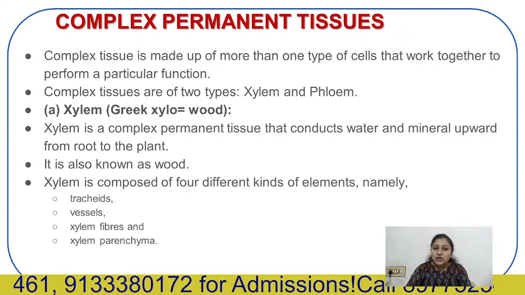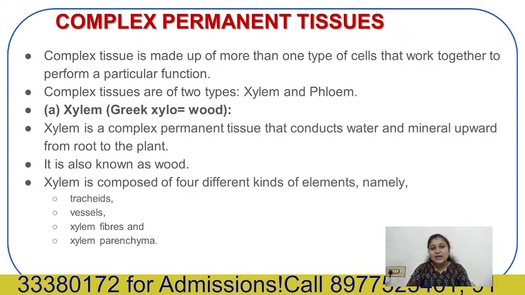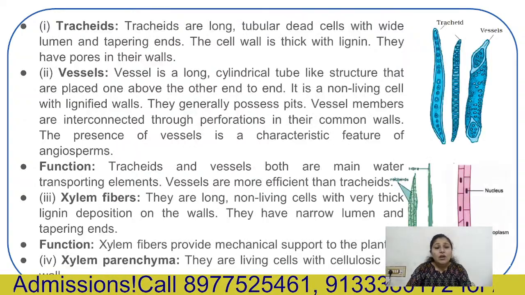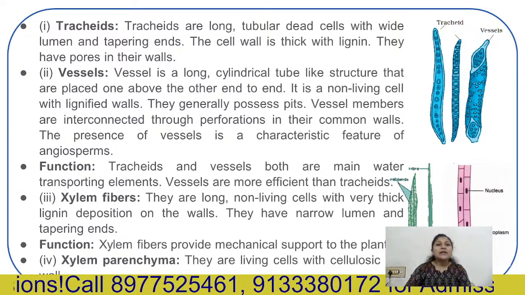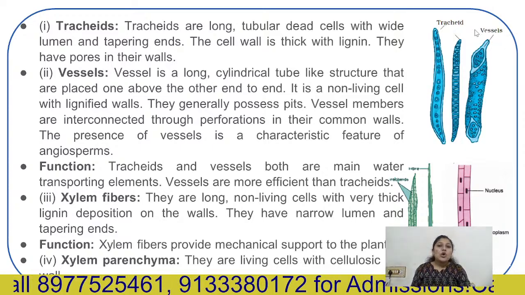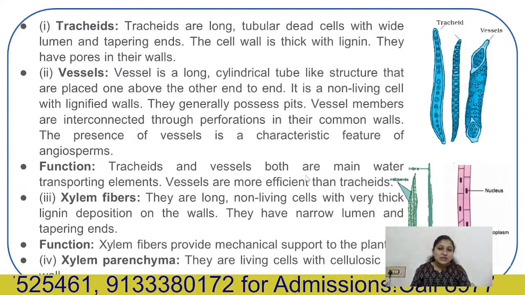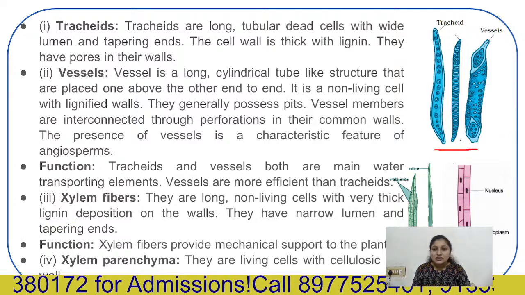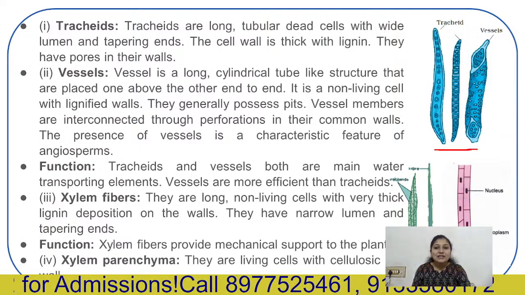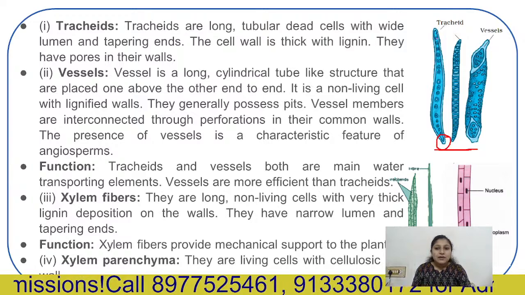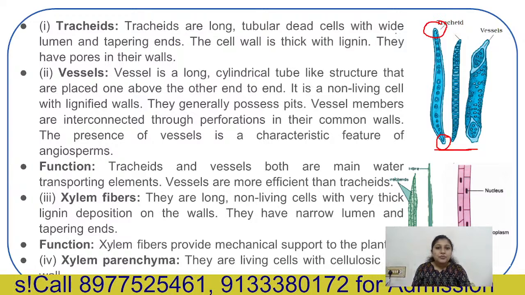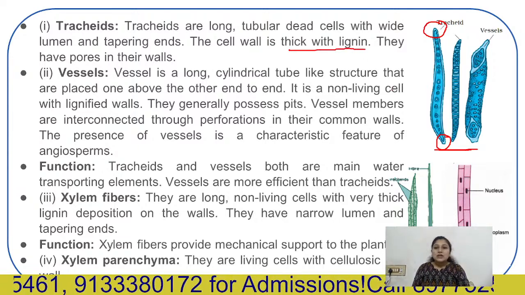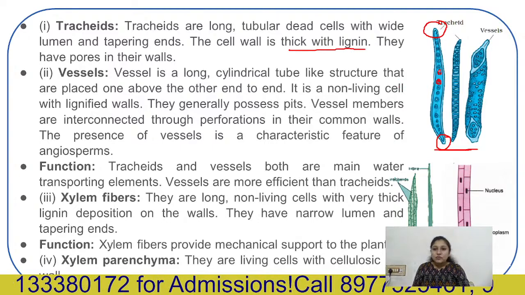Xylem is composed of four different kinds of elements: tracheids, vessels, xylem fiber, and parenchyma. Tracheids are long tubular dead cells with wide lumen and tapering ends. Look here, these are tracheids with wide lumen and tapering, or pointed, ends. They have thick walls with lignin. They have pores in their walls.